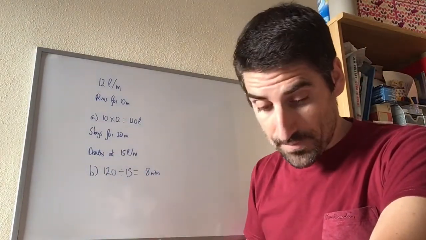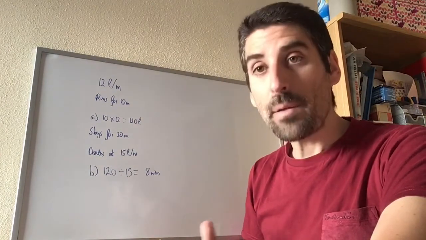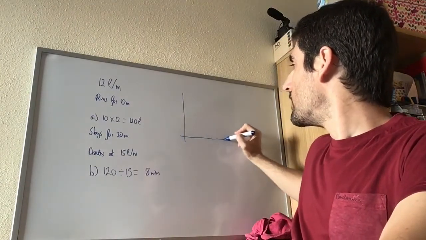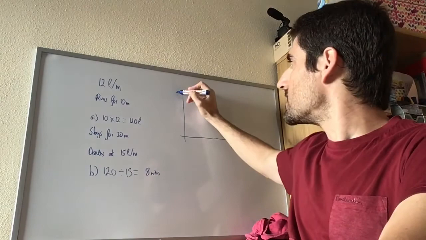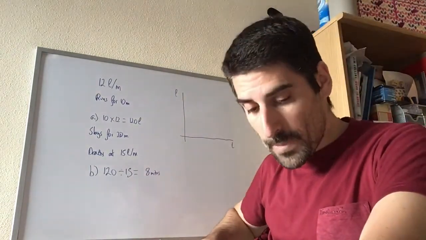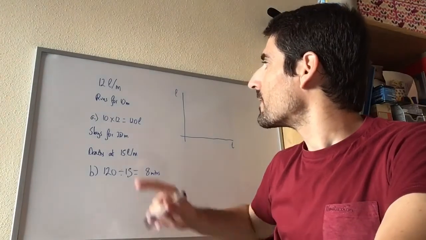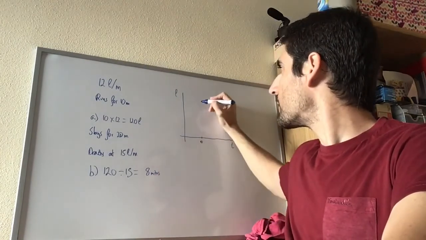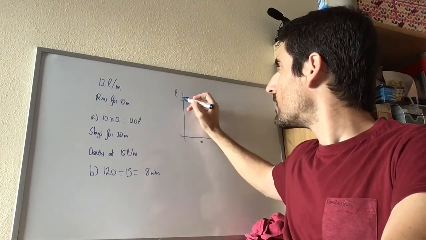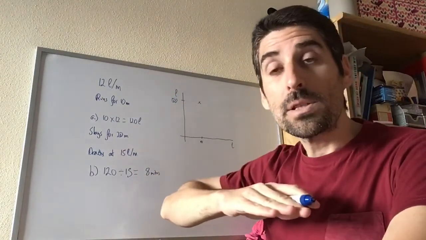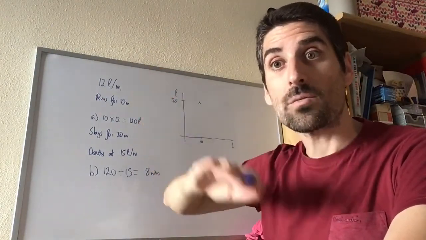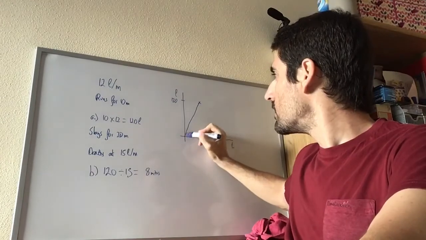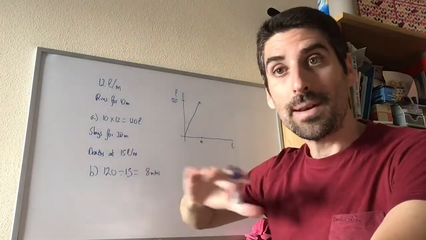And then part C says, draw a graph to show how the amount of water in the bath changes. So part C, I'm going to have to draw a graph where this is time and this is the liters of water in the bath. So we know that after 10 minutes the bath will be full and it will have 120 liters. And because the water is filling the bath at a constant rate, it's going to be a straight line from being empty here to being full. So it should be a straight line because the water is flowing at the same rate.